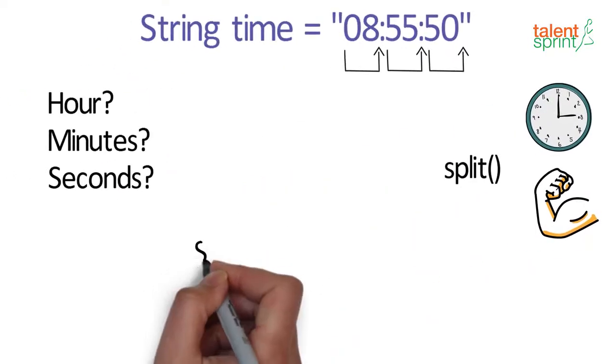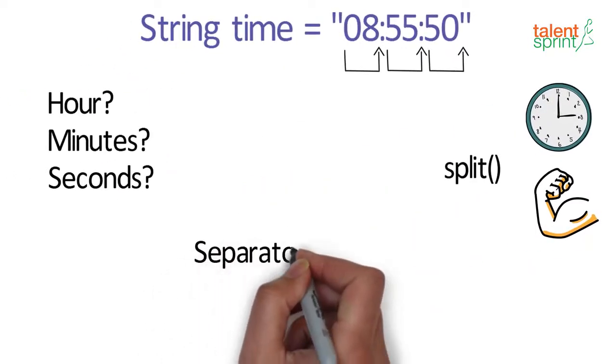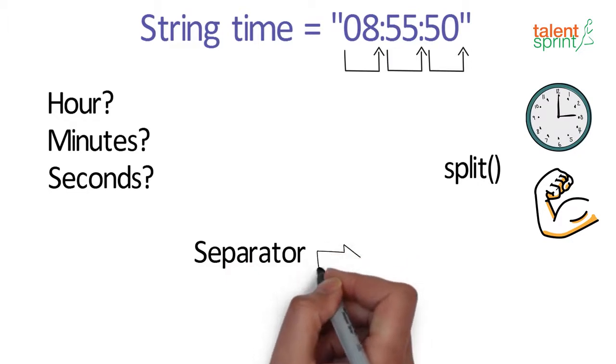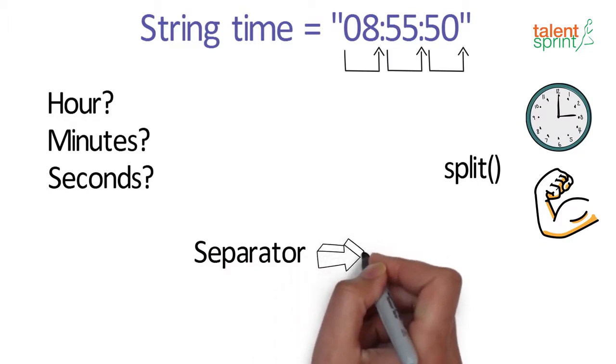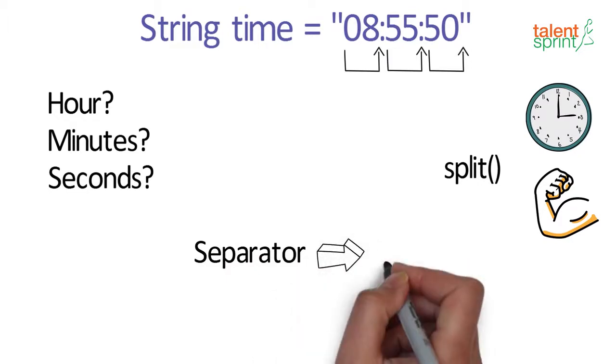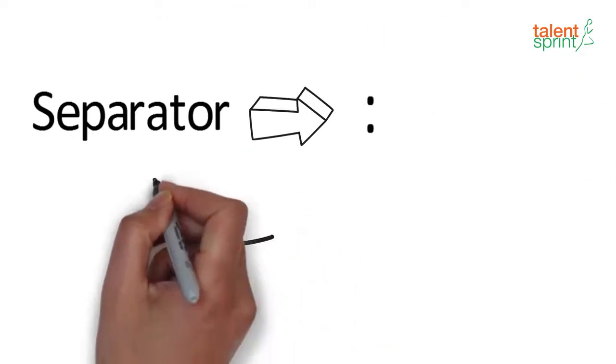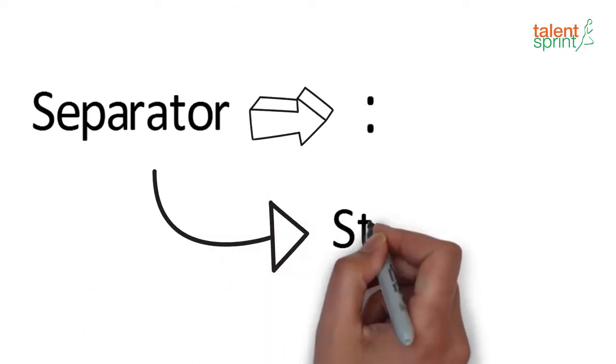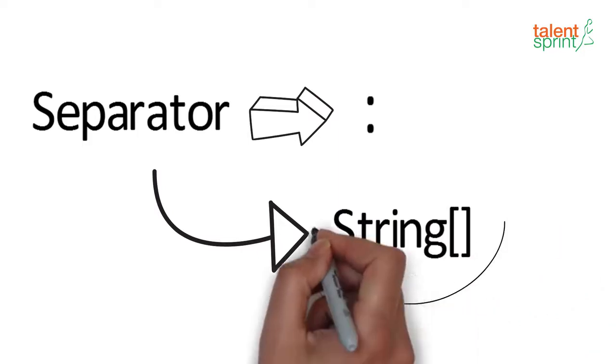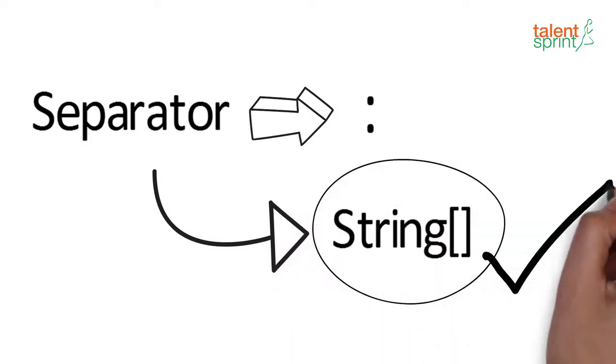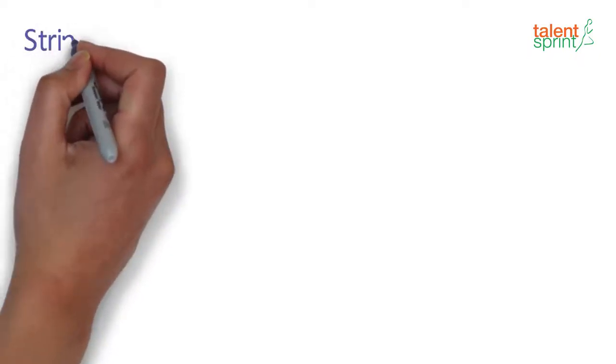You can simply provide the separator to the split function, on which the function will break the string and return an array of all the strings obtained after the split. And then you can access the array to obtain each value. Let's take another example of date.